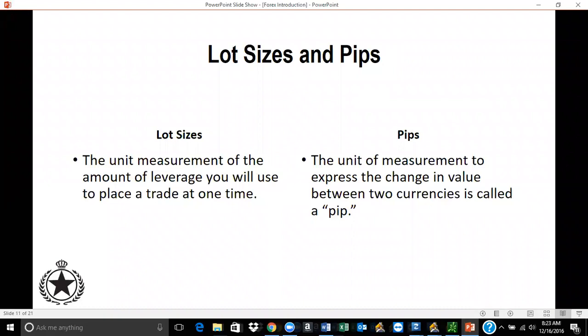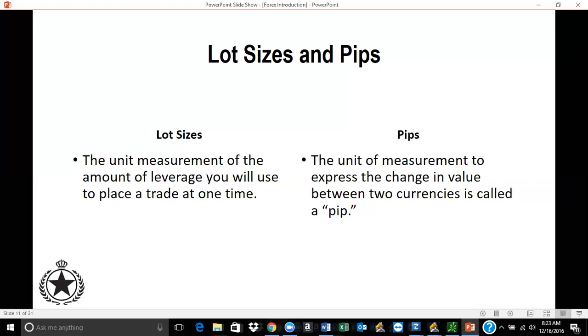But pips to me are not that important. To me, what's important is what I'm making. And that's why I trade. I trade for a profit. I don't trade for pips. Some people sell pips. That's just not my thing, and that's not what we teach here at Noble Star Trader. We don't care about the number of pips. We care about the number of dollars that we're making. That's why we trade. We don't trade for pips.